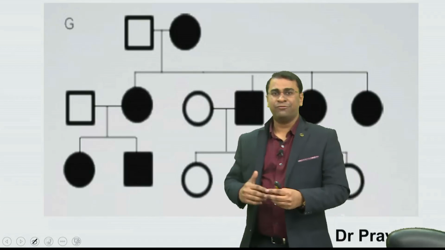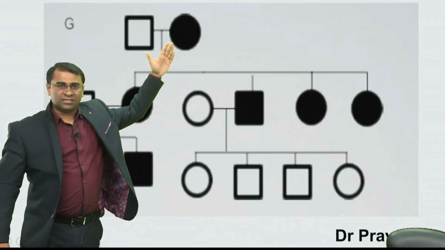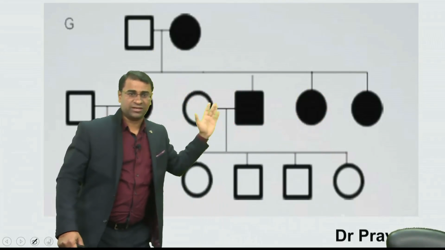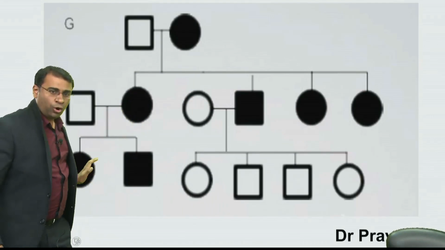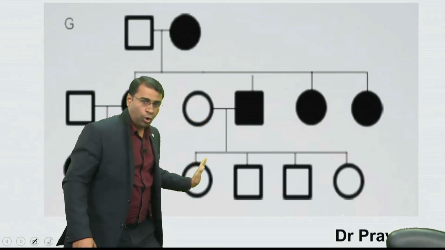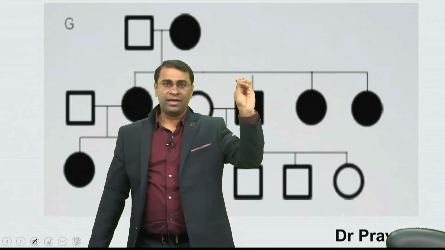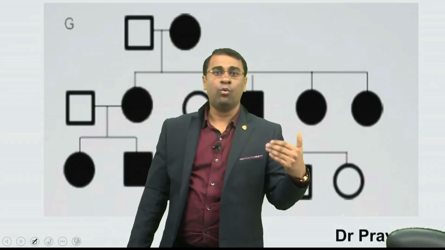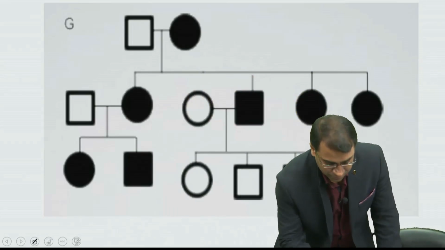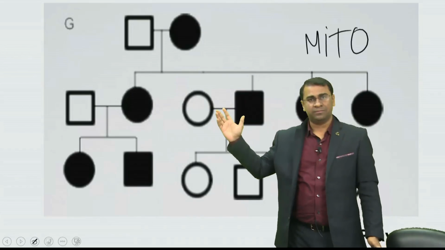Sometimes a pedigree can fool you like this. See here, when a female is diseased, all progeny are getting diseased. Male is diseased, all the progeny are normal. That means only female is transmitting, not male. What is it? It is mitochondrial inheritance pattern. It straight away becomes mitochondrial inheritance pattern.